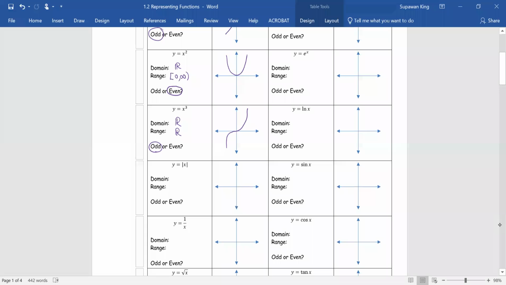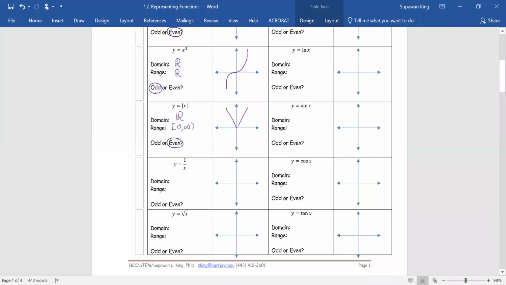Next graph, y equals absolute value of x, or the V-shaped graph. Domain is the set of all real numbers. The range, non-negative y values, or from 0 to positive infinity. This graph is an even function graph. It has symmetry with respect to the y-axis.